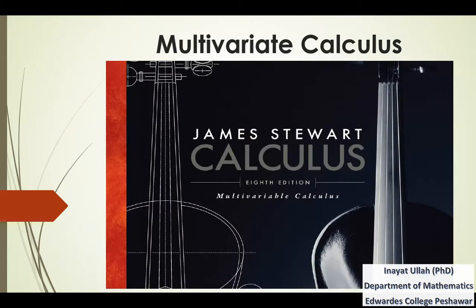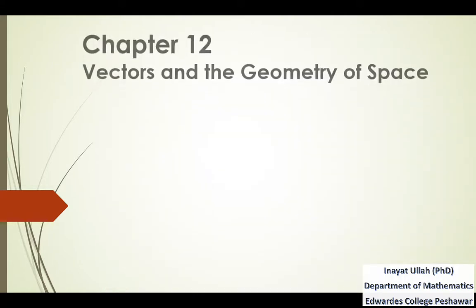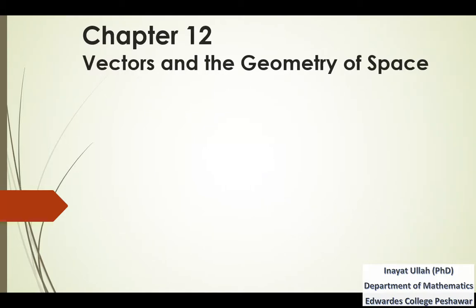people in the prescribed WhatsApp group, and that is the James Stewart calculus. This is the 8th edition of this calculus, which is actually multivariable calculus. So let us start this book. We are going to start this book from chapter number 12, because in chapter number 12 most of the topics are covered in your previous classes.